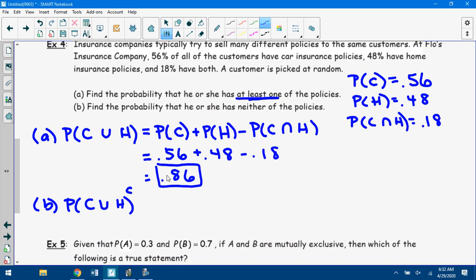What's the easiest way to find a complement? Remember that 1 minus trick. 1 minus 0.86, so that answer is going to be 0.14, because either they have at least one or they don't have either. There's no other option. Okay.